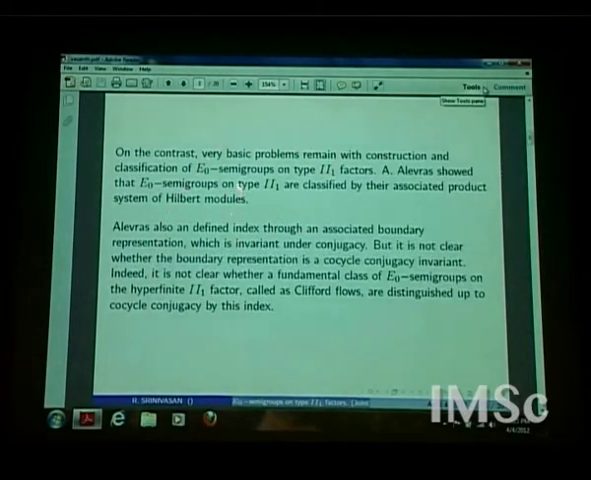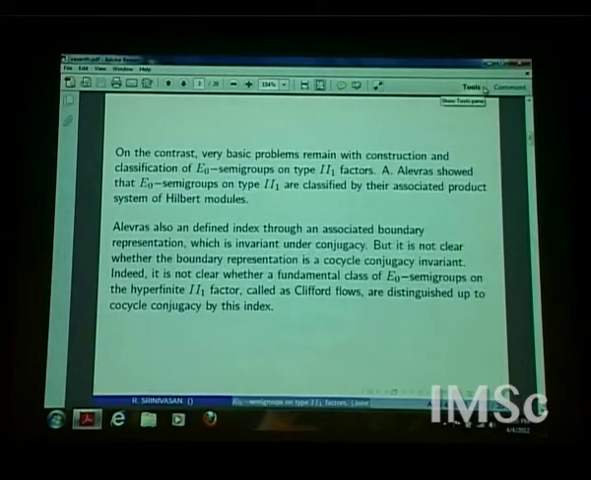If you have an E0 semigroup on a type II_1 factor, you can associate a concrete product system, and the E0 semigroups are cocycle conjugate, which I'm going to define, if and only if the product systems are isomorphic. Alevras also defines an index through something called boundary representation, but he shows that the boundary representation is invariant under conjugacy, which I am going to define, but it is not clear whether the boundary representation is a cocycle conjugacy invariant.